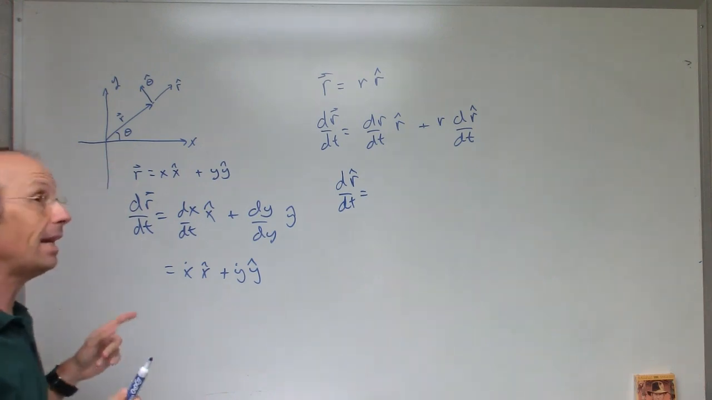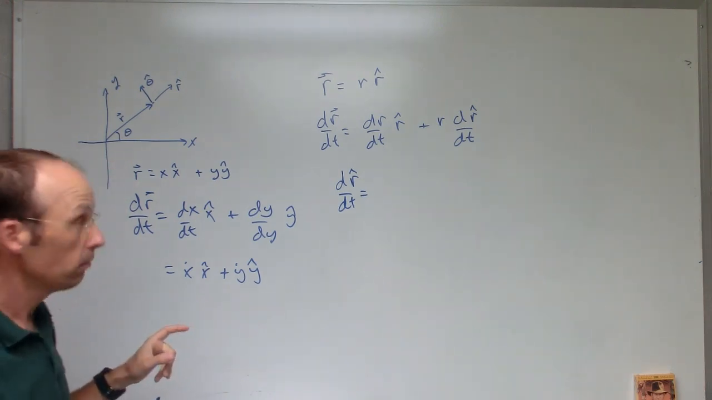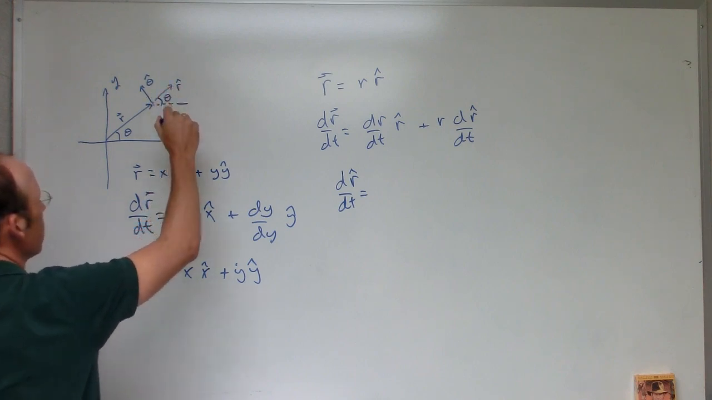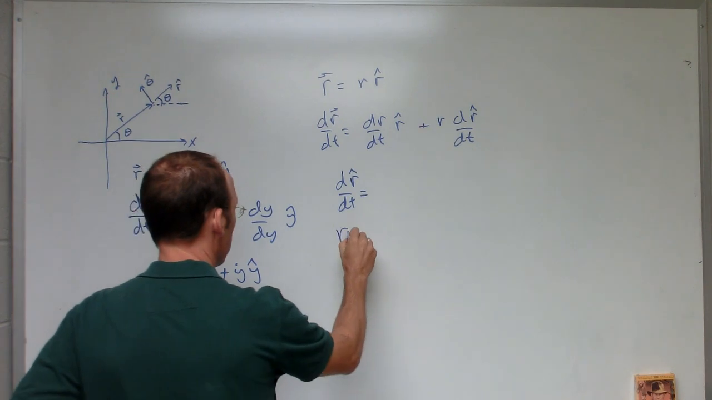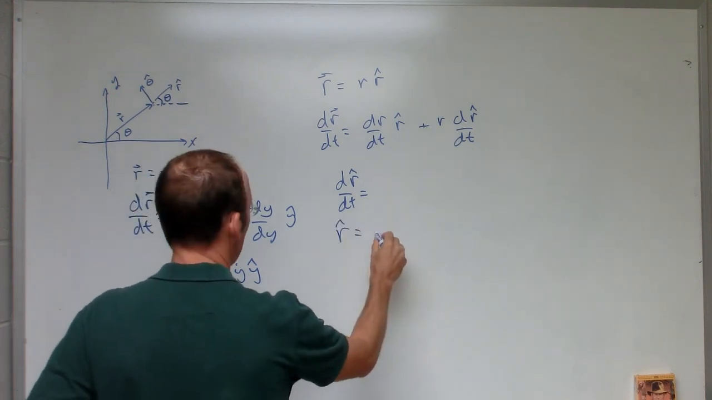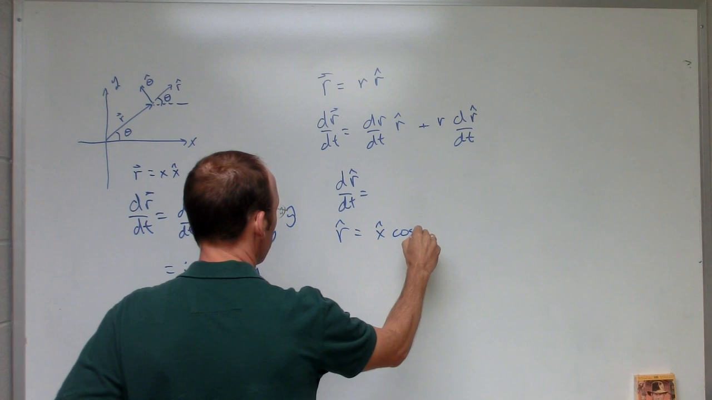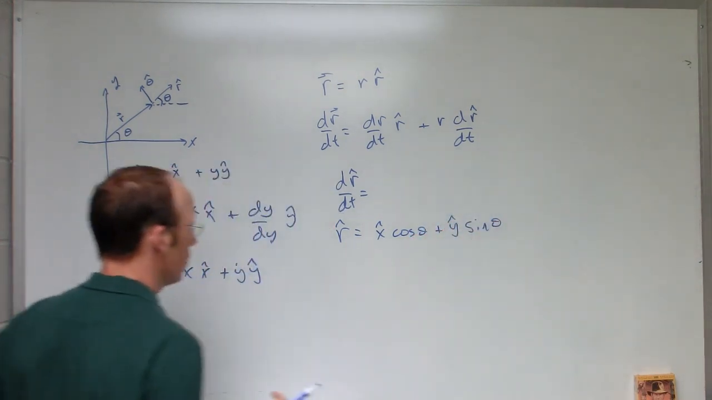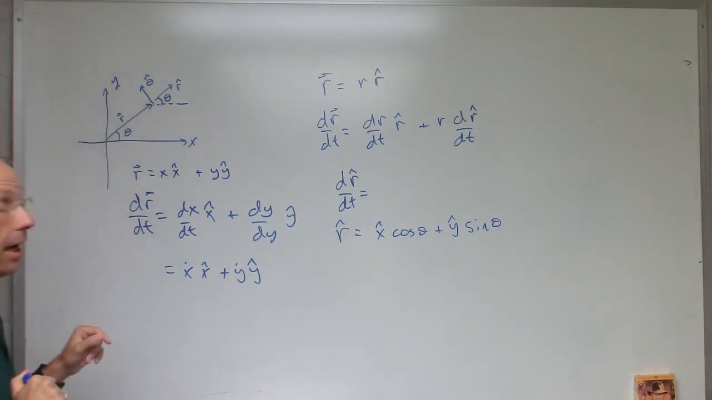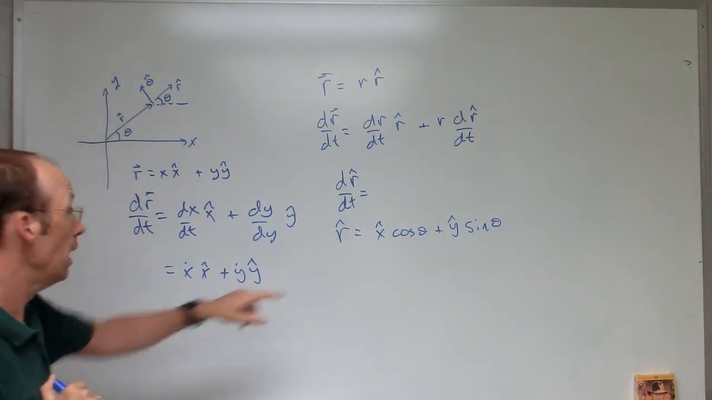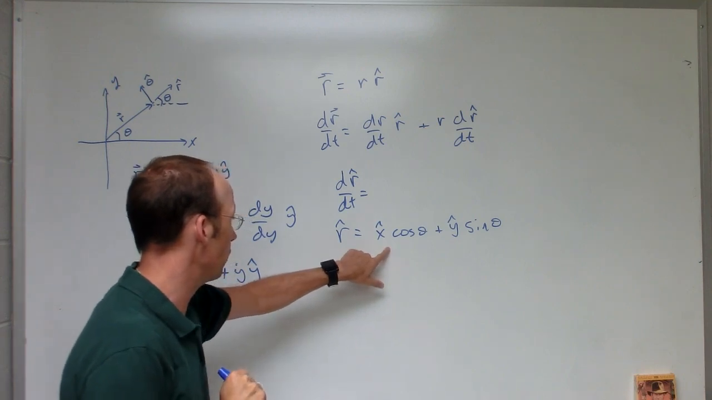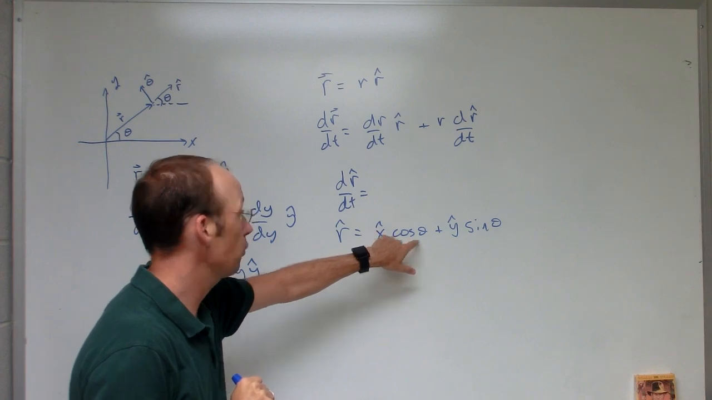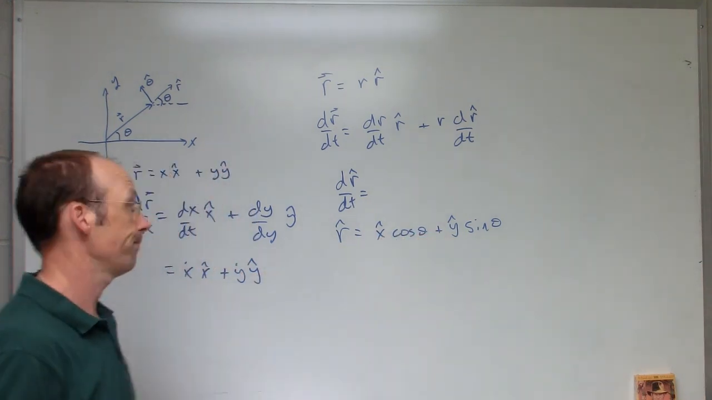Well, when in doubt, switch to things that you know. If I look at this, r hat is right there, and that's the angle theta, then I can write r hat as x hat cosine theta plus y hat sine theta. I can write it in terms of the x hat and y hat coordinates. And you can check to make sure this is still a unit vector. If I take the magnitude, I get the square root of cosine squared plus sine squared. It is 1, so it's good.